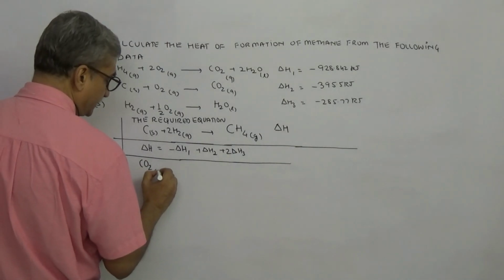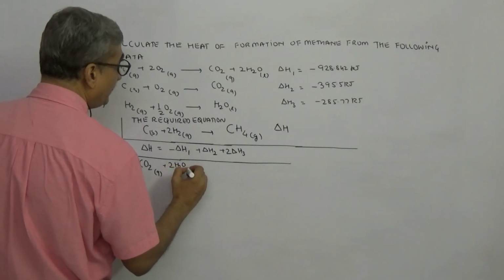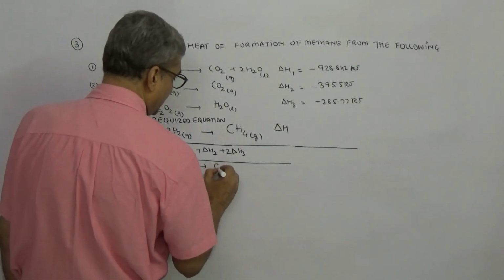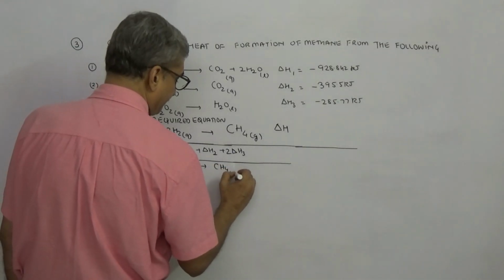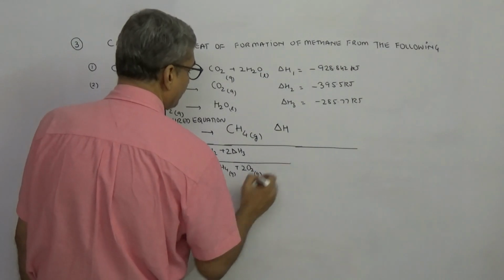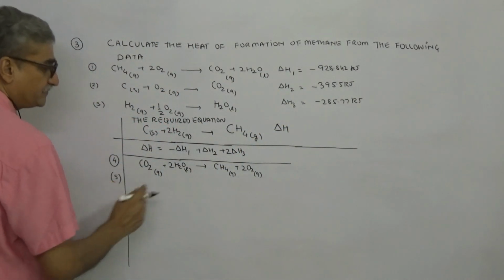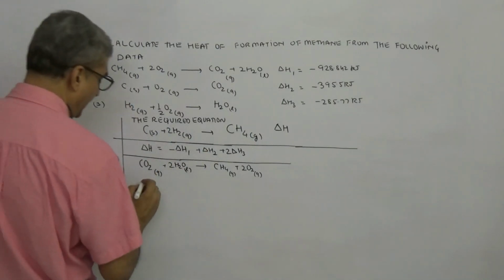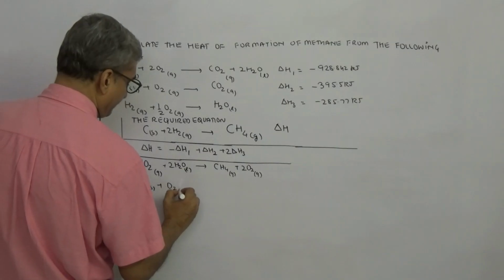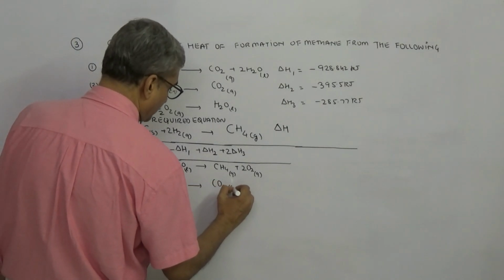You have CO2 gas plus 2H2O liquid forms CH4 methane plus 2O2 gas. Okay, we'll see the delta H values afterwards. Now the second equation has to be written as such. So we have carbon solid plus O2 gas forms carbon dioxide gas.